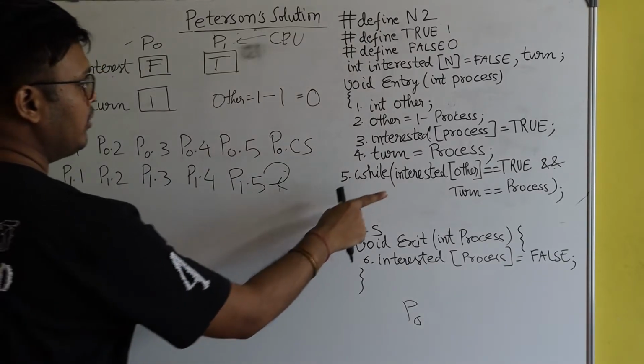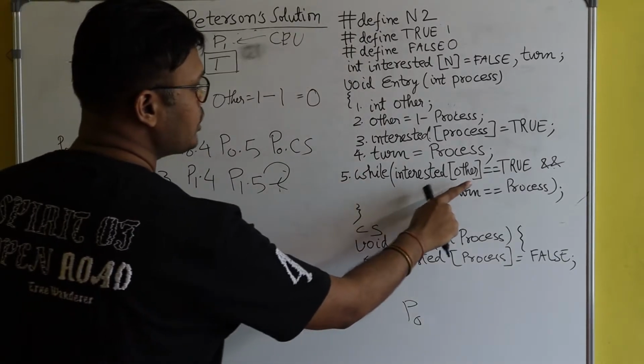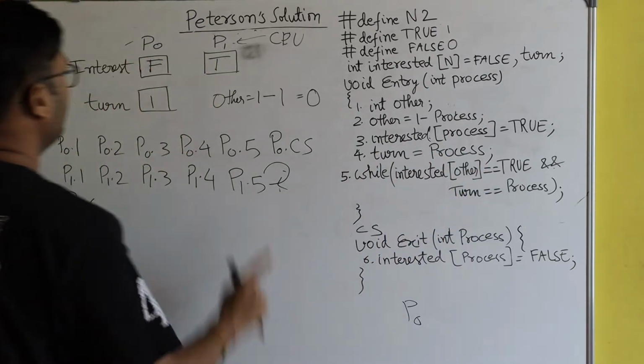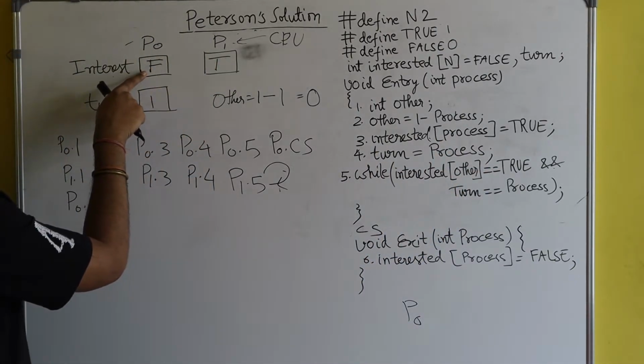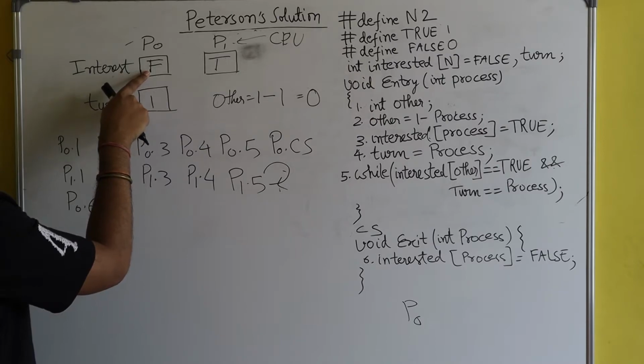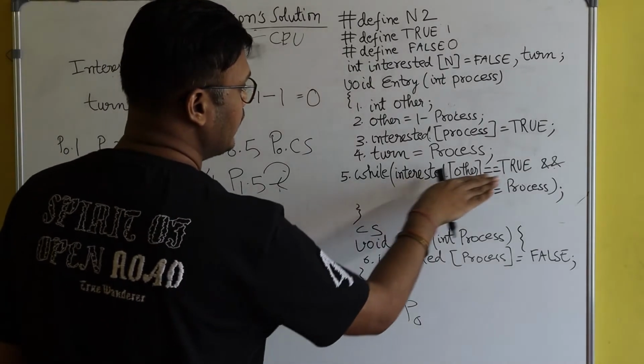So again P1 will check the condition: while interest of other is equal to true. Interest of other is true? No, interest of other is false. Okay. So it means what? This condition is false.